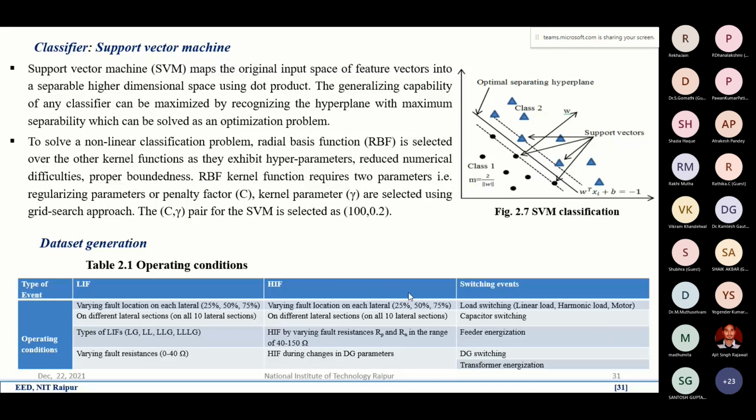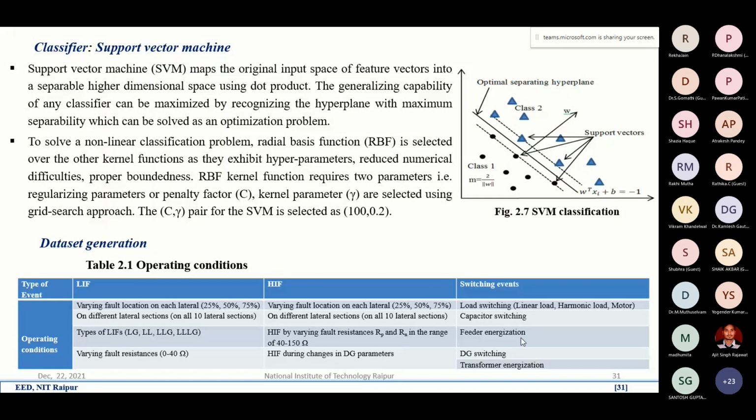Any loads can be switched in or out. That is, it can be either connected to the system or disconnected from the system. That load can be either a linear load, a harmonic load, or a motor load. All these loads are to be considered. Then, because the distribution system may experience low voltage issues, a capacitor is required to support the reactive power and overall voltage profile. So capacitor switching can be done.